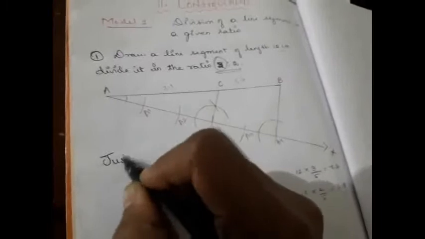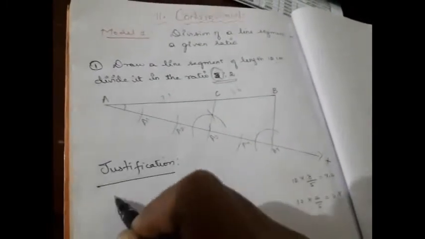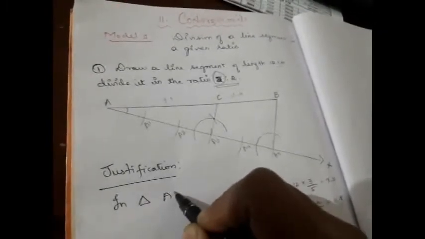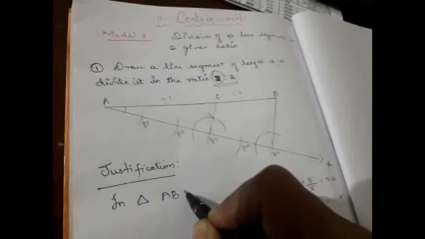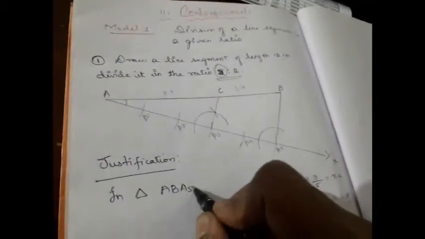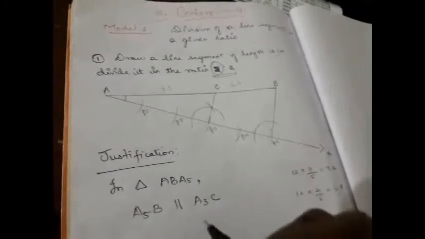And now let us see how to justify our answer. So you have to give a justification. How will you give your justification? You can write: in triangle ABA5, we see A5B is parallel to A3C.